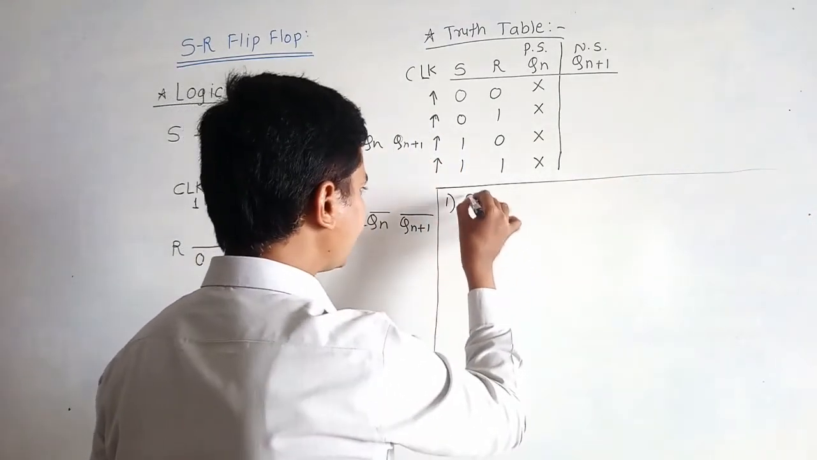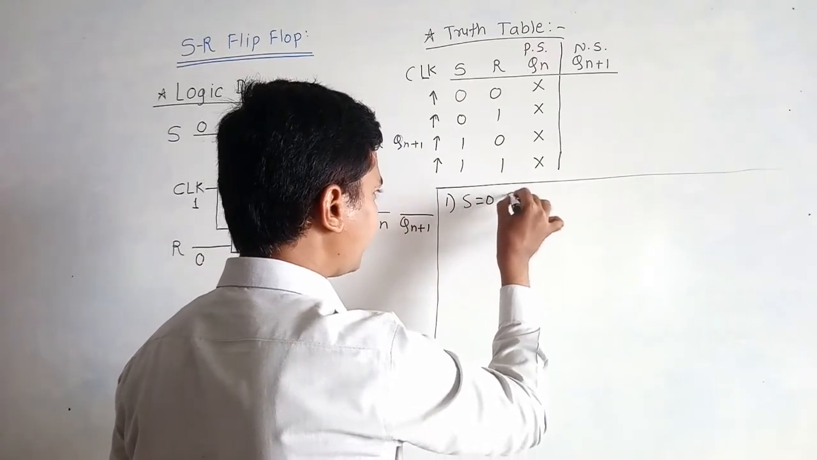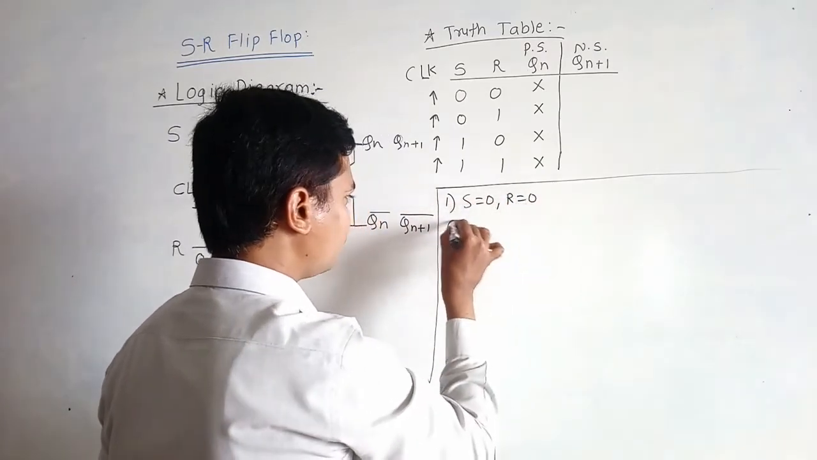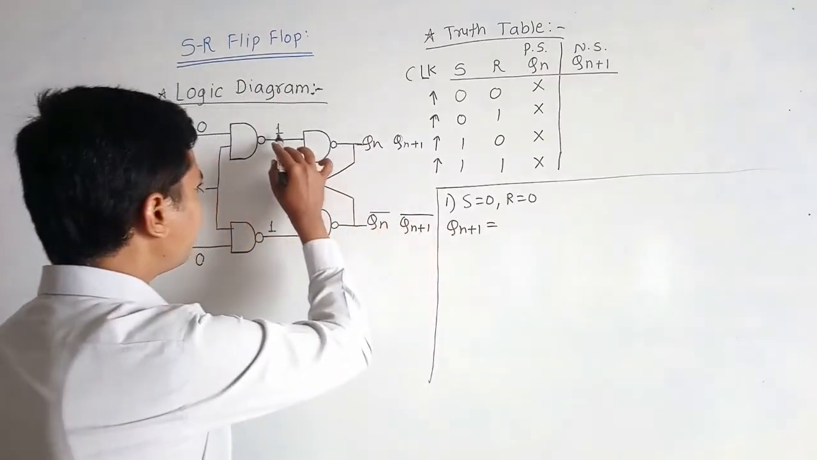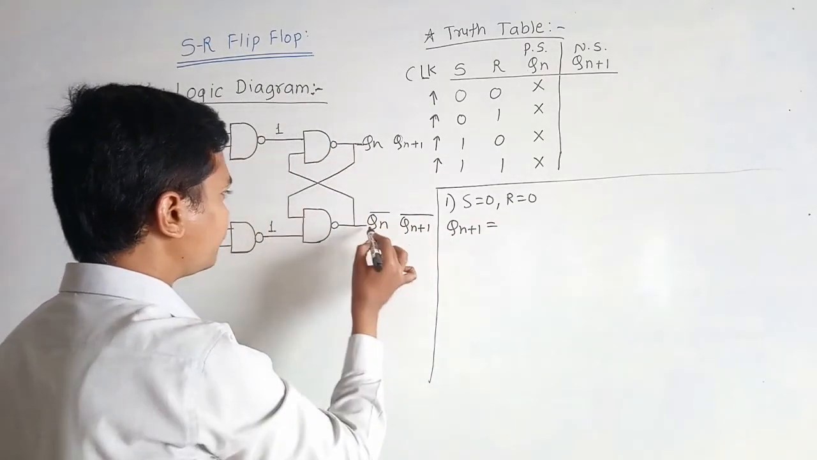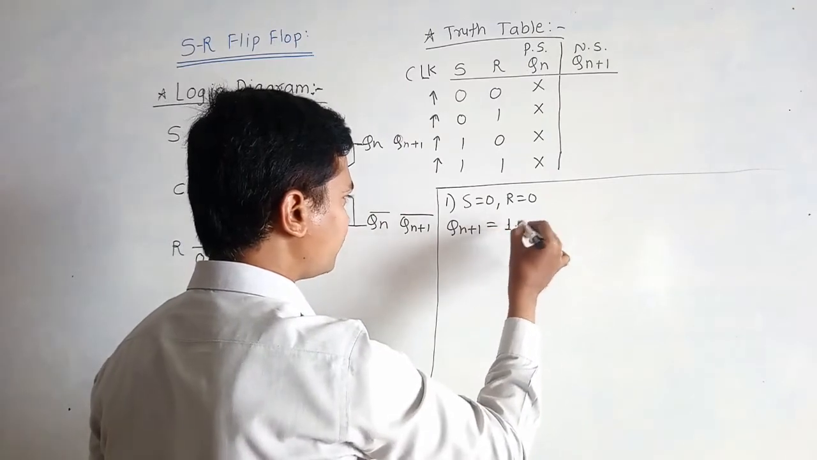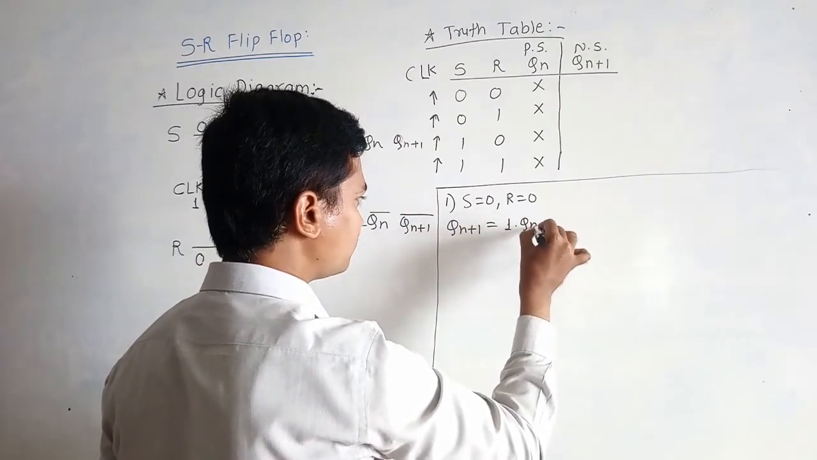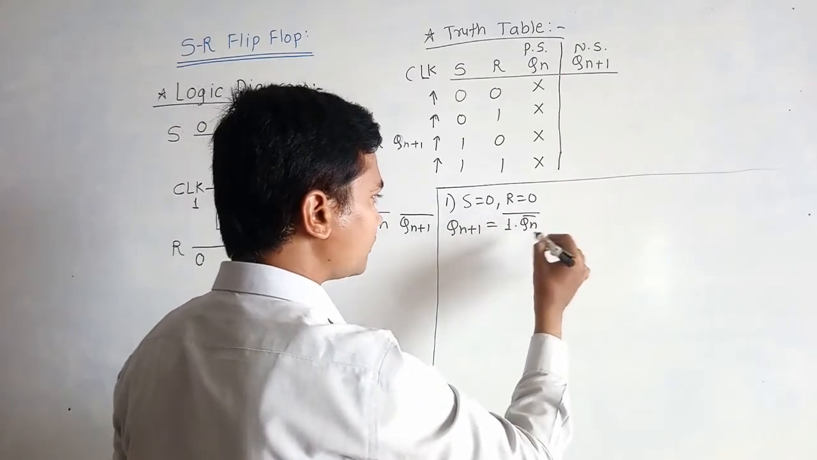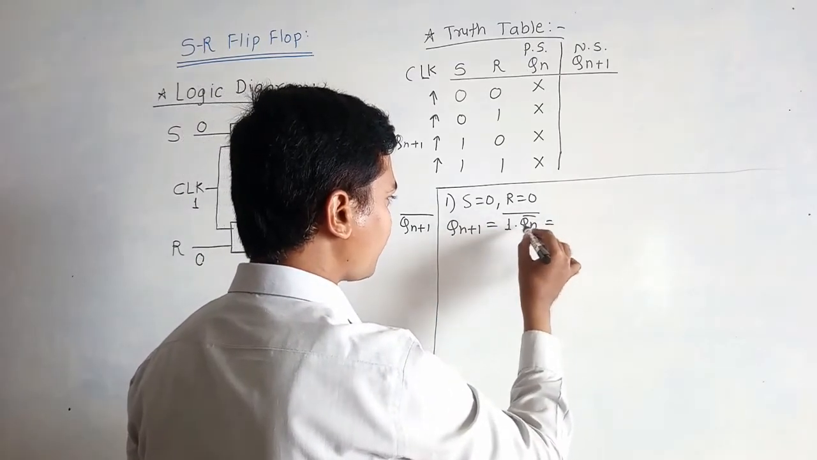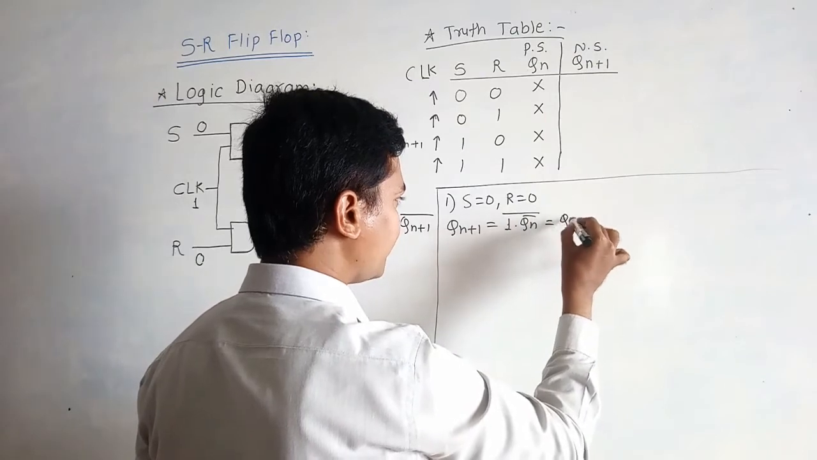So first combination is for S equal to 0 and R equal to 0. So Qn+1 is equal to 1 NAND with Qn bar. 1 NAND with Qn bar means (1 AND Qn bar) whole bar. So here the output is equal to what? Qn double bar, that means Qn.